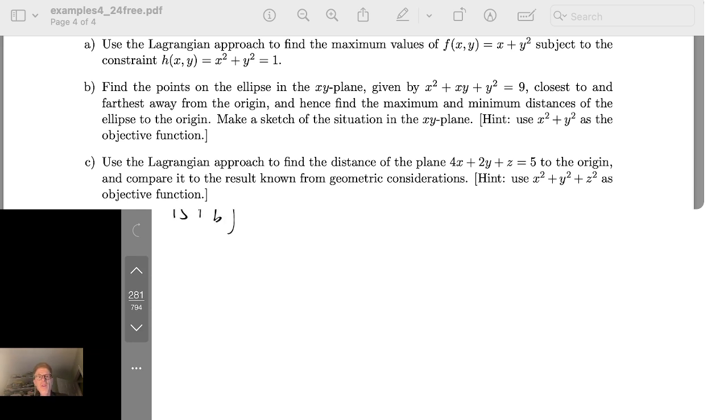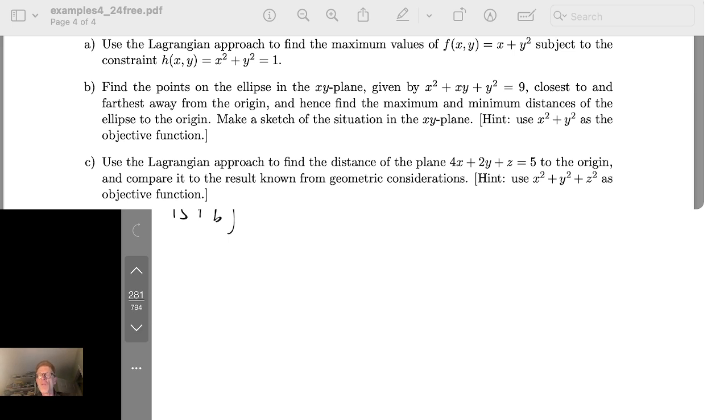B1B, we do the same, but now we find the points on the ellipse closest and farthest away from the origin. Find the points on the ellipse in the xy plane given by that closest to and farthest away from the origin, and hence find the maximum and minimum distance of the ellipse to the origin. Make a sketch. So it gives a hint.